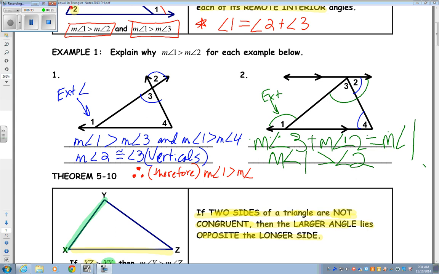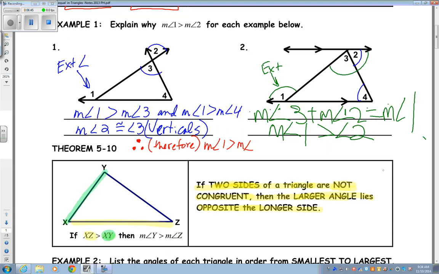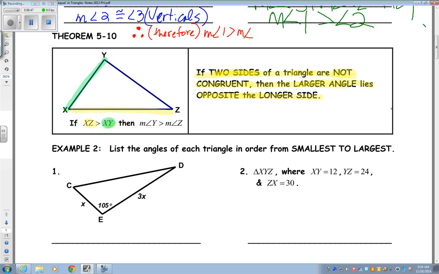Do we have questions on how to use the exterior angle corollary in relationship to the remote interior? All right, the next part. We're going to start getting into triangle inequality theorems, relationships that occur within triangles. The first thing I want you to make sure you can see, our first theorem states that if two sides of a triangle are not congruent, then the larger angle lies opposite the larger side.